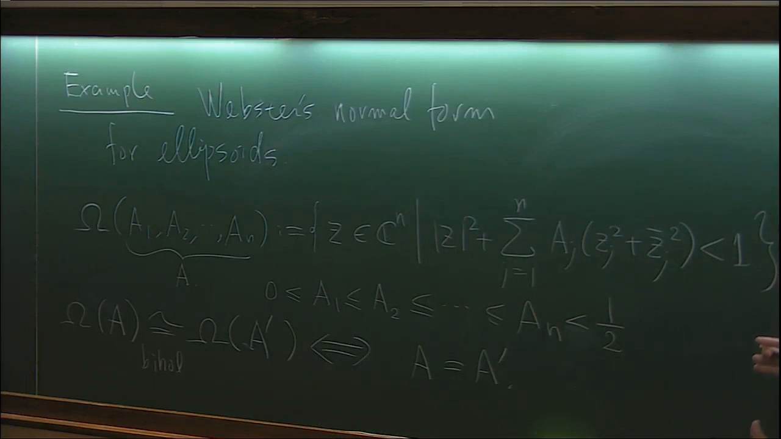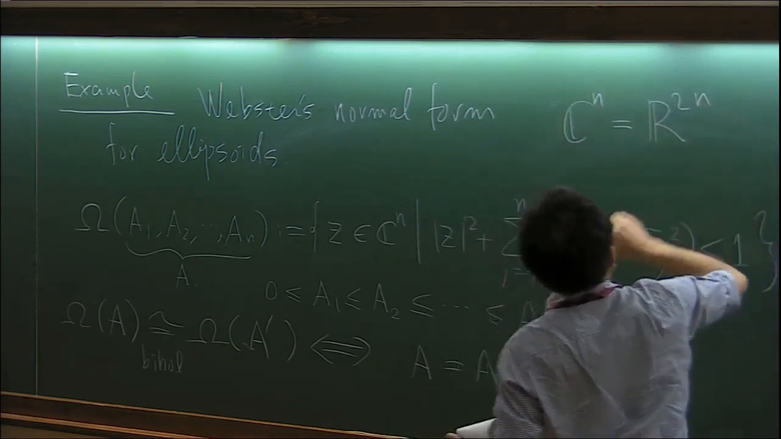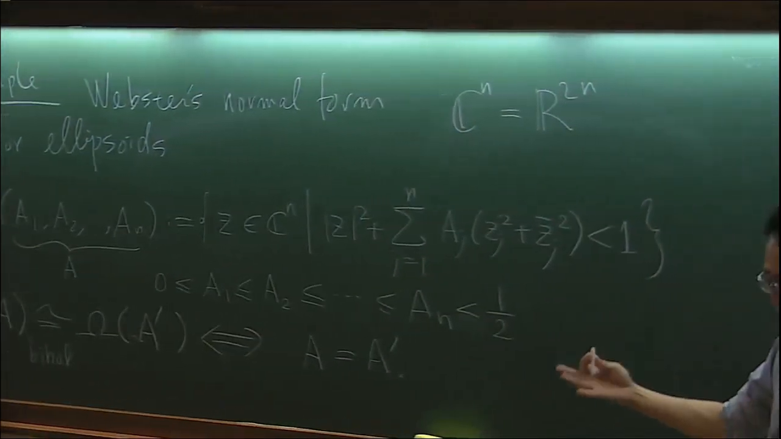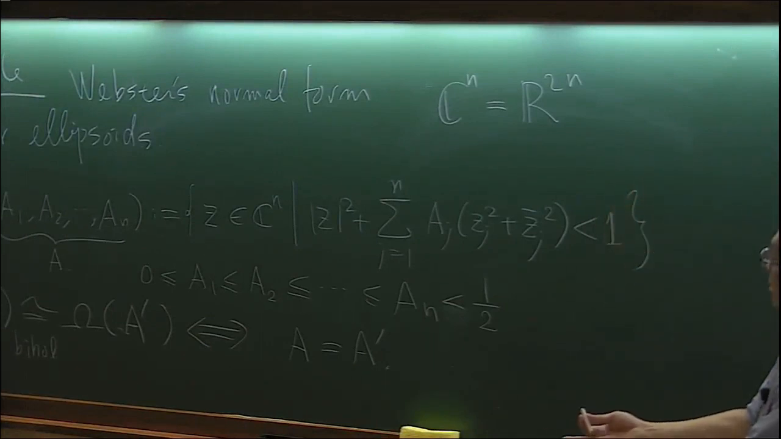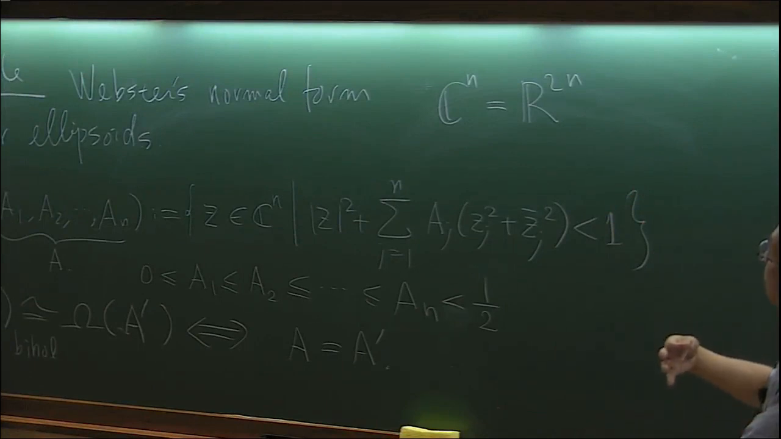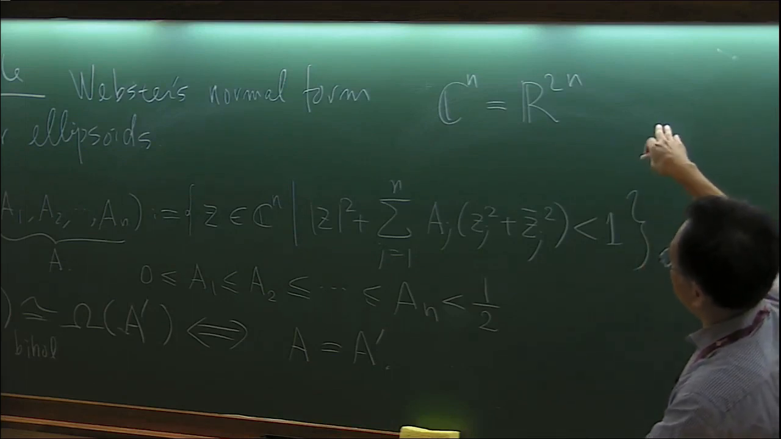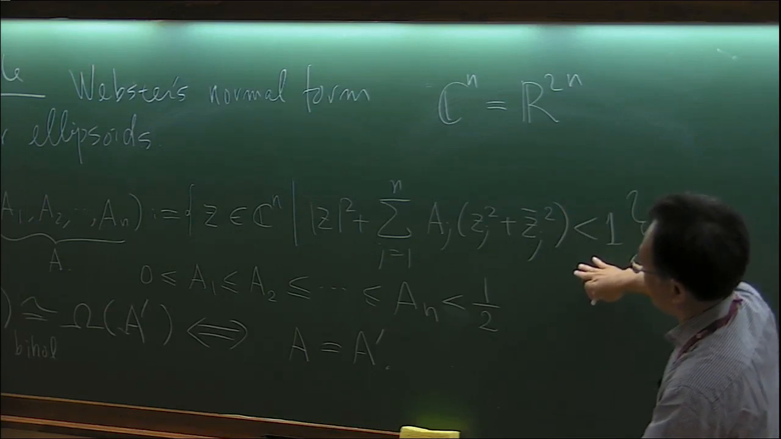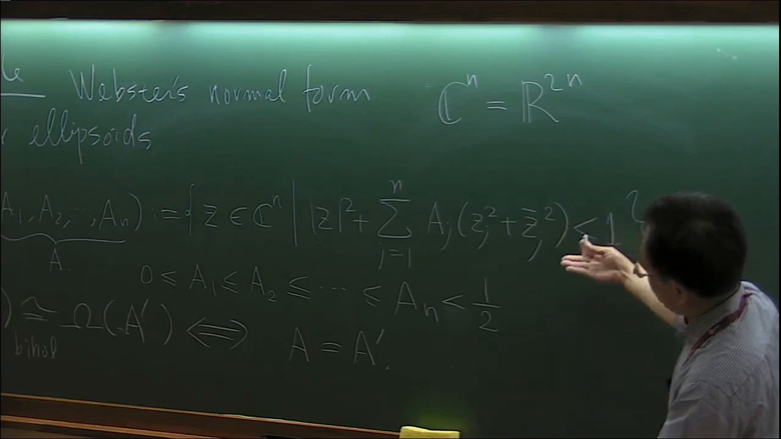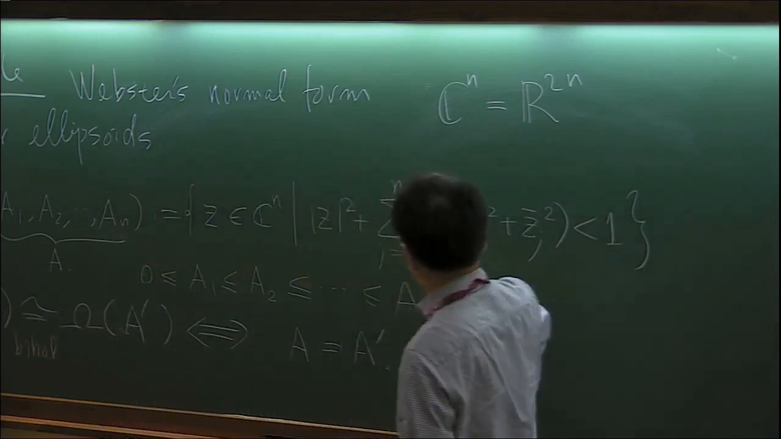A real ellipsoid is a real quadric. You consider Cn equals R2n, and then you can use real variables, and a quadratic form less than 1 defines an ellipsoid. If you choose a good complex linear transformation, any ellipsoid centered at 0 can be transformed into this form. This is not so difficult. It's just linear algebra. Then, for such ellipsoids, the biholomorphic map exists if and only if these numbers are exactly equal.